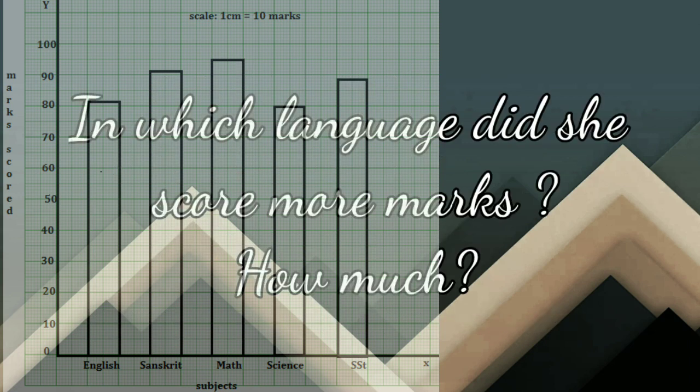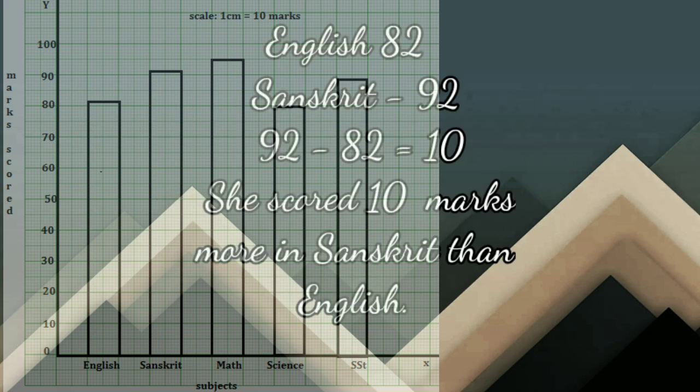The third question, as you can see, is about the languages, right? In which language did she score more marks and by how much? So as you can see, the first two bars show language marks, that is English and Sanskrit, one with 82 and 92. So we have to say that yes, in Sanskrit she scored more marks, and by how much is asked. So you have to show the difference. 92 minus 82, that is 10. So she scored 10 more marks in Sanskrit than English. So this is the way with the bar graph we could answer the questions and we get the information at a glance. What is the benefit of it? We get the information at a glance.